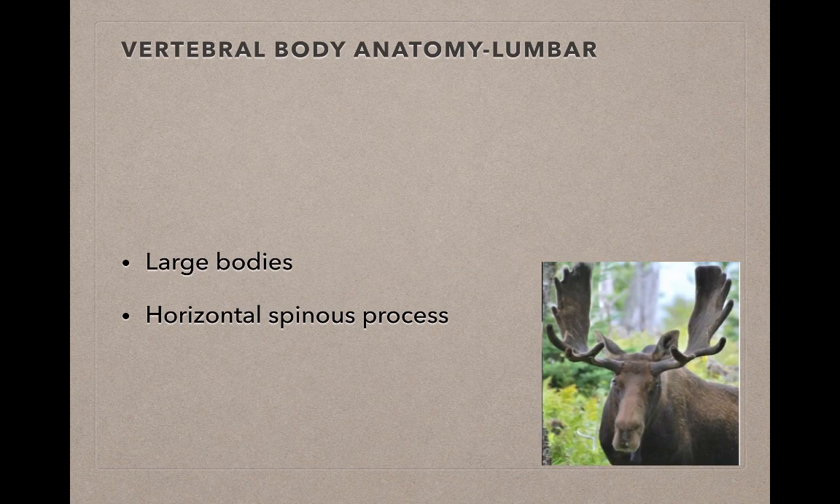The lumbar spine has very large bodies, again because it's going to end up taking the majority of the weight-bearing forces. The discs then are also going to be larger at this section of the spine. The spinous processes of these vertebrae project horizontally as compared to what you see in the thoracic spine. Again, if you take a close look at a lumbar vertebra, you'll see that it resembles this little moose guy down here.